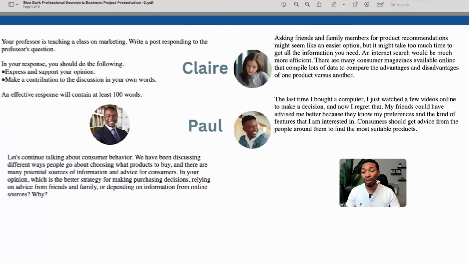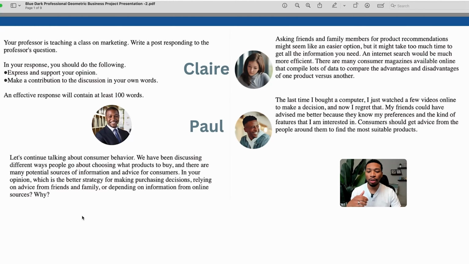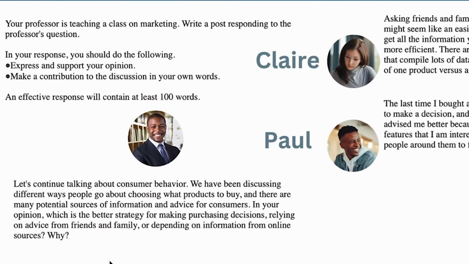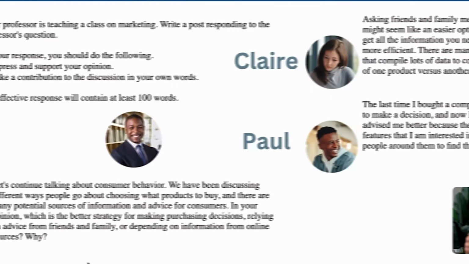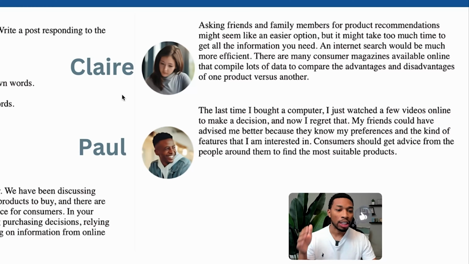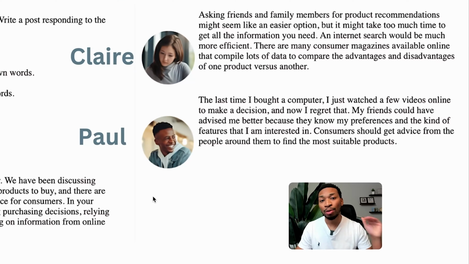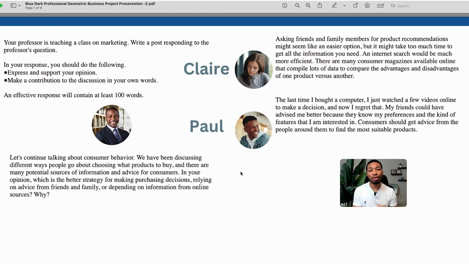Okay, with that being said, we see here that the professor is asking you to make a decision on which is the better purchasing strategy: to rely on the advice of family and friends, or to depend on information from online sources. And Claire says that it's better to just rely on online sources because that gives you more information that you can benefit from. And Paul says he believes his family and friends because they know him the best. All right, depending on which answer you choose, that's the side you're going to stay on the whole time. And after you give your answer, you also want to contribute to the discussion.